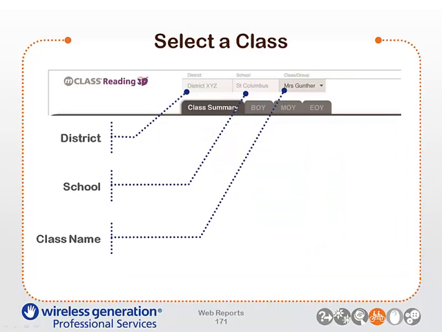If you are a teacher with access to only one class or group, you do not need to select a class. The names of the students in your class are on the report. If you are a teacher with access to multiple groups or classes, tap the class name to select the class you want to view. If you're an administrator with access to special programs or multiple districts, tap the district or school name to select the class you want to view.